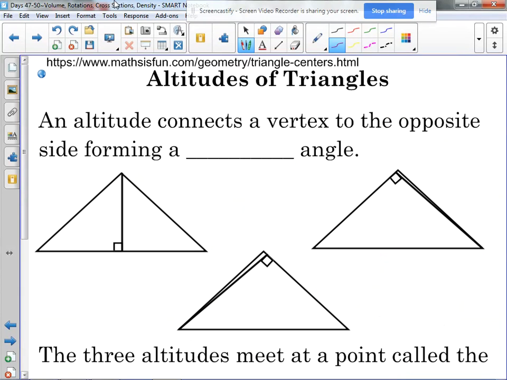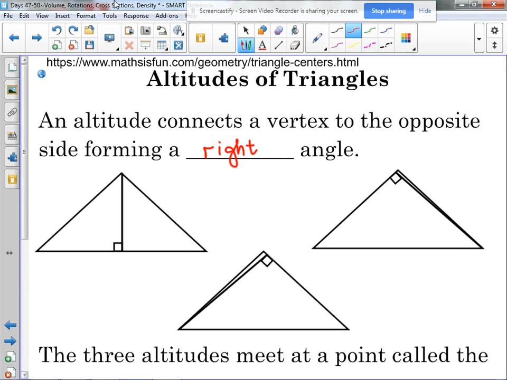All right, so the first part of a triangle that we are going to review is something called an altitude. You should have heard that term somewhere along the line in your study of geometry, but let's just review it just in case. An altitude connects a vertex to the opposite side, forming what kind of angle? What kind of angles do I have there in the picture? Right angle, right? So there are 3 altitudes to every triangle.